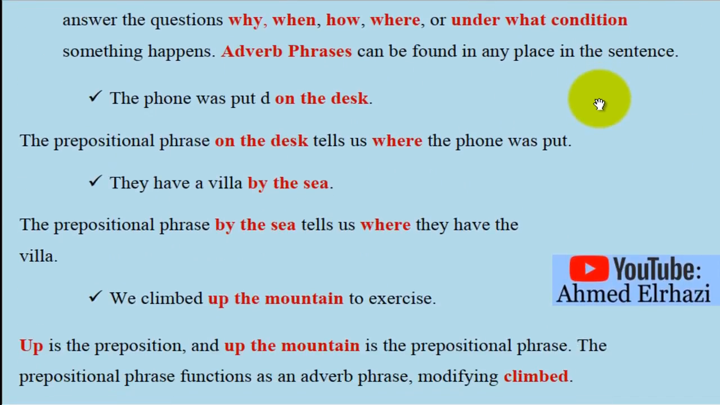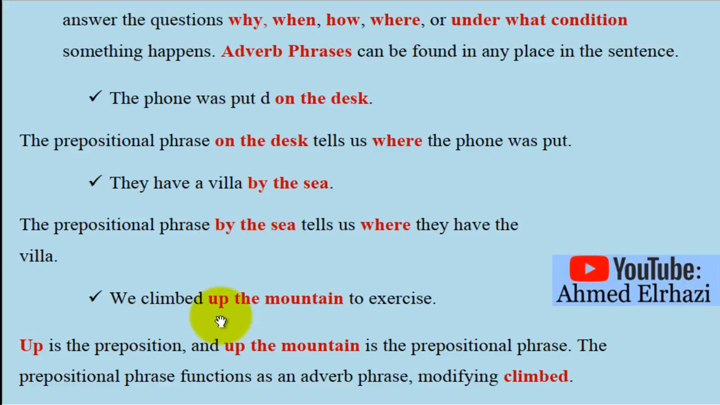For example: the phone was put on the desk. Where was the phone put? On the desk. The prepositional phrase on the desk tells us where the phone was put. They have a villa by the sea. The prepositional phrase by the sea tells us where they have the villa. It answers the question where.